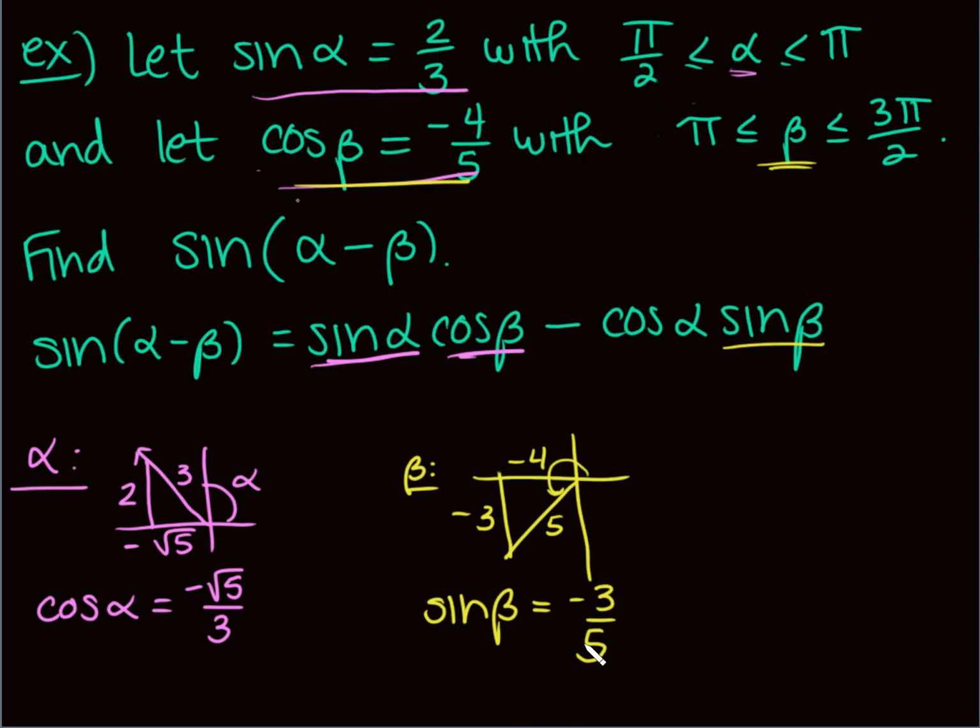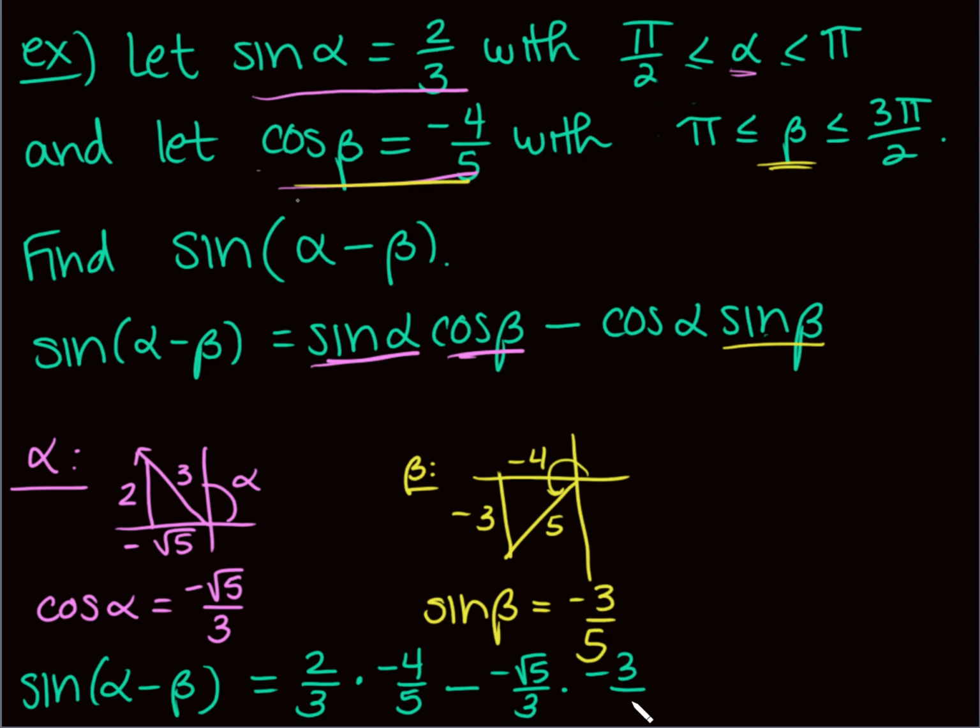I did not give myself enough room, but I think I can squeeze it down here. So the sine of alpha minus beta is the sine of alpha, which we know is 2/3. I should have said find the exact value. Cosine of beta is negative 4/5. Then I subtract the cosine of alpha, which is negative root 5 over 3, times the sine of beta, which is negative 3/5.